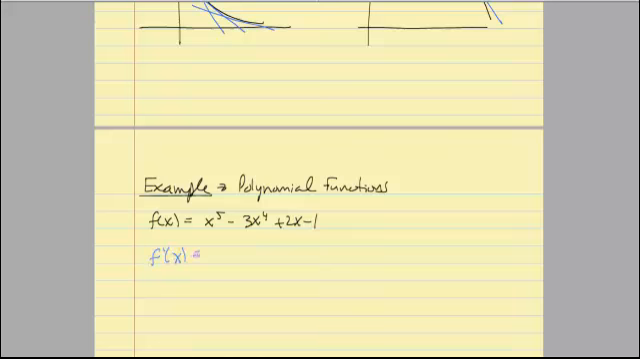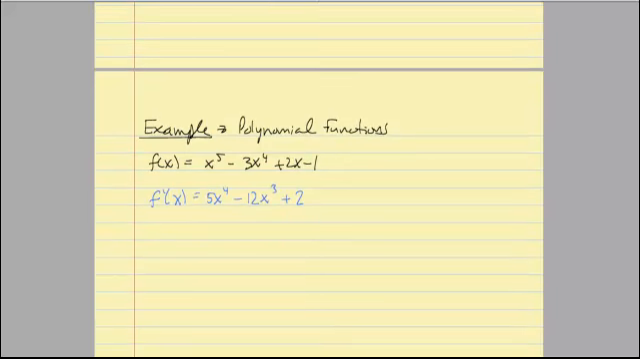Like I said, good old power rule. Bring the 5 down, decrease the exponent by 1. Bring the 4 down, multiply it by the negative 3, decrease the exponent by 1. The derivative of 2x is 2, and the derivative of our constant 1 is just 0. So that would be the slope of the tangent line at anywhere along the graph.